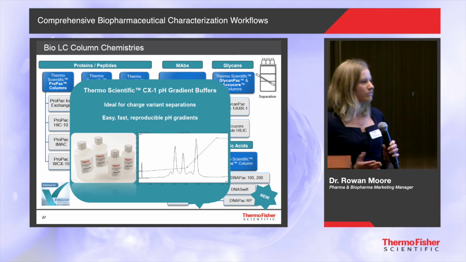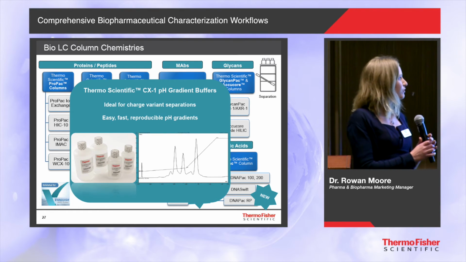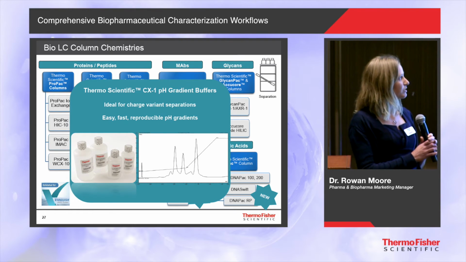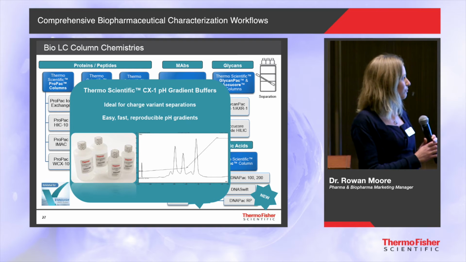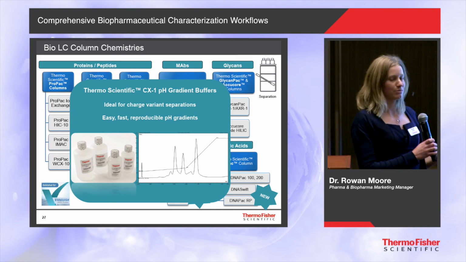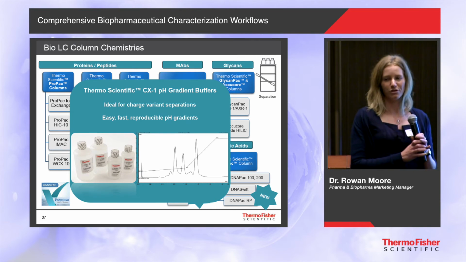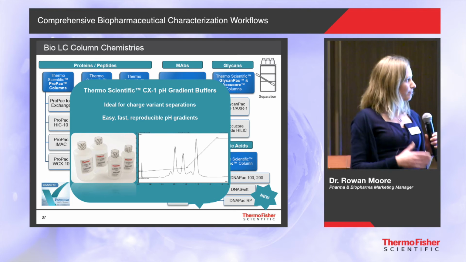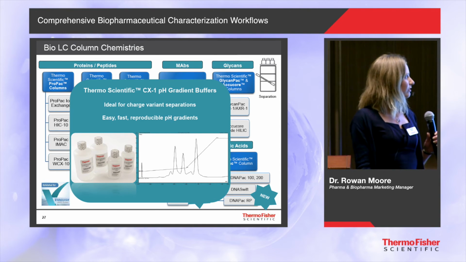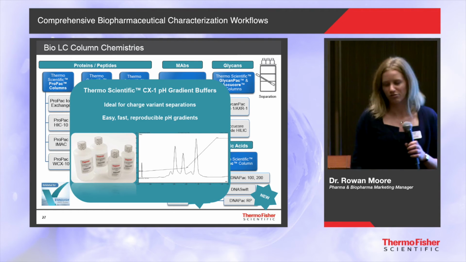So as well as the columns, it's worth thinking about the buffers and reagents that we use. And we have these pH gradient buffers that are pre-prepared. You simply need to make a 1 in 10 dilution of them, and you can get reproducible linear pH gradients on the Vanquish system. So it's really easy to set up.